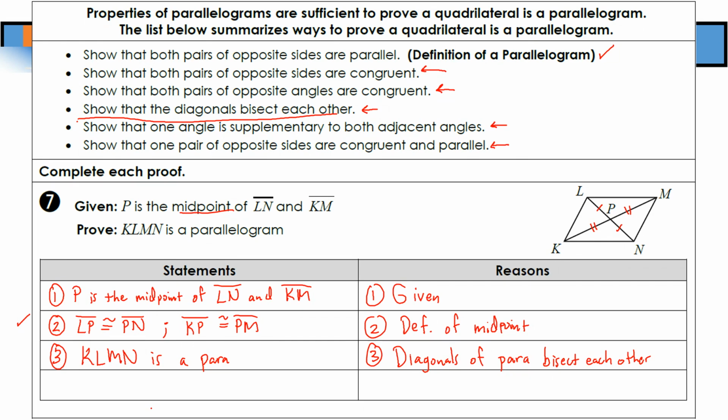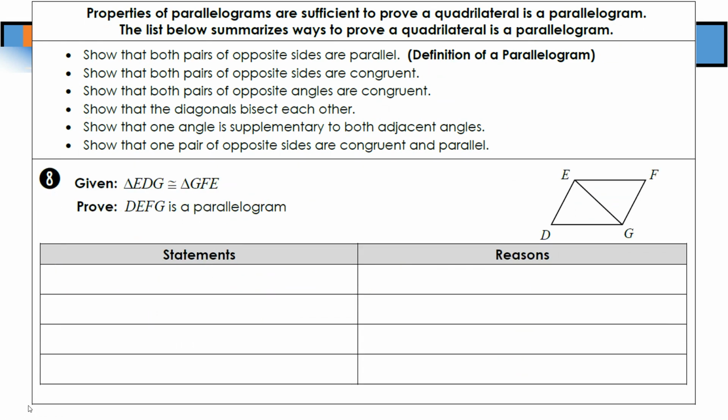All right, let's move on to example 8. In example 8, we are told that there's a pair of congruent triangles inside this quadrilateral, right? Triangle EDG is congruent to triangle GFE. So let's go ahead and establish that as our given statement. Triangle EDG is congruent to triangle GFE. And that's true because, of course, it was given to us.